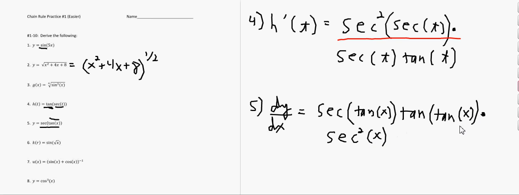And again, you cannot put these things together because it's not times tangent. It's tangent of tangent. Okay.